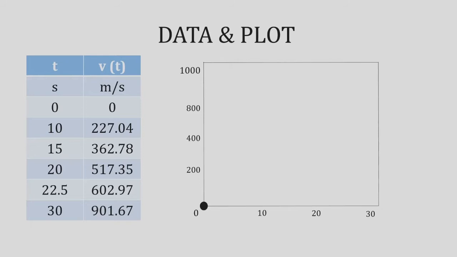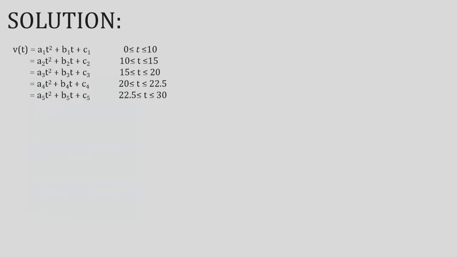So, we have the first one, 0, 0, and then 10, 227, 15, 362, 20, 517, 22.5, and 602.97, and then we have 30, 901.67. We have 1, 2, 3, 4, 5 splines for 6 data points in all. So these are the 5 consecutive quadratic splines I was talking about, and each spline will be a quadratic equation.